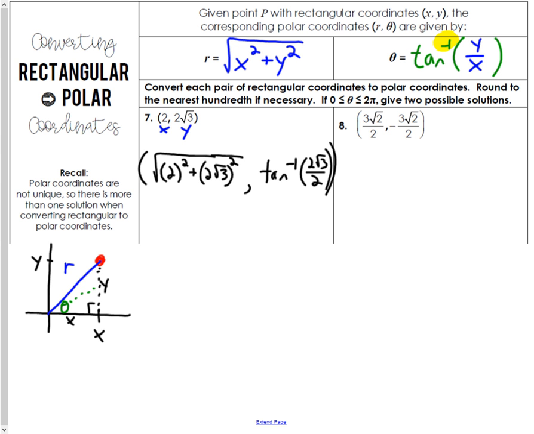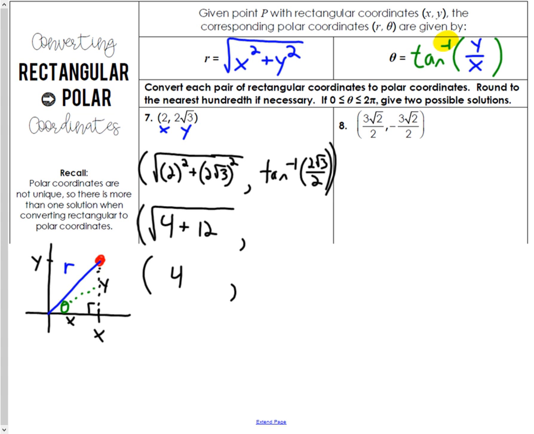So you can pick which one of these you want to tackle first. I'm just going to move from the left to the right. So taking a look at this Pythagorean theorem setup here on the left, I have a 2 squared. That's 4. And then I have a 2 root 3 squared. Well, 2 times 2 is 4. Root 3 times root 3 is 3. So we have a 4 times 3, which is 12. 4 plus 12 will be 16, and the square root of 16 is 4.